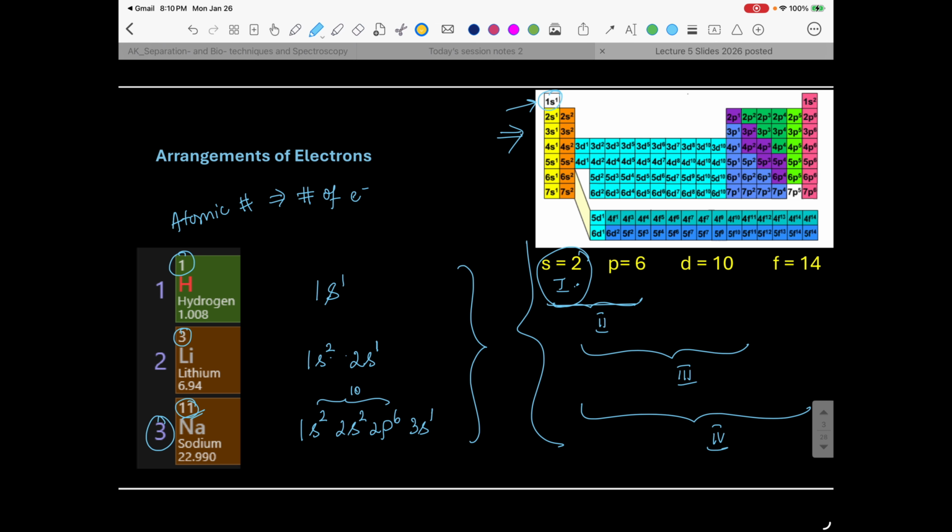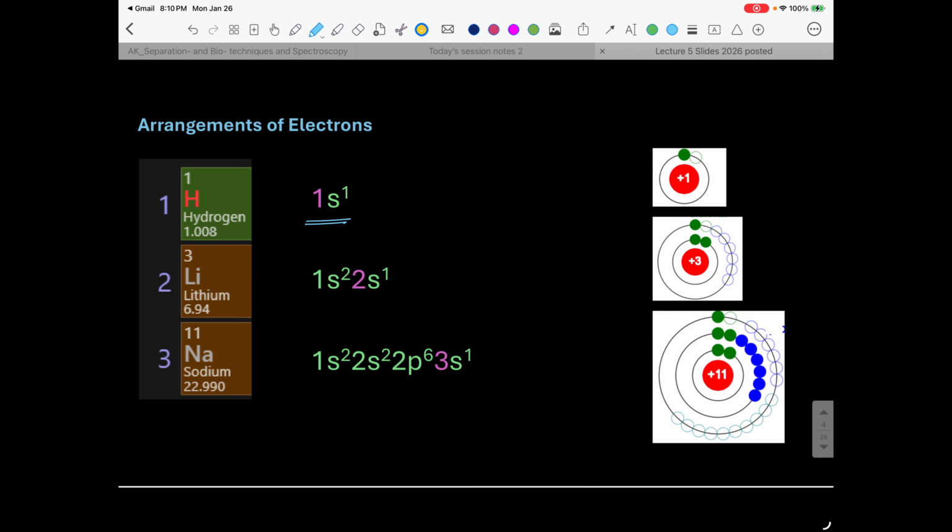So what I had shown in the previous slide was that hydrogen has 1s1, lithium has 1s2, 2s1, and sodium has 1s2, 2s2, 2p6, and 3s1. I have highlighted the highest number in each of these electronic configurations. These highest numbers are the outermost shells. The outermost shells are called valence shells.